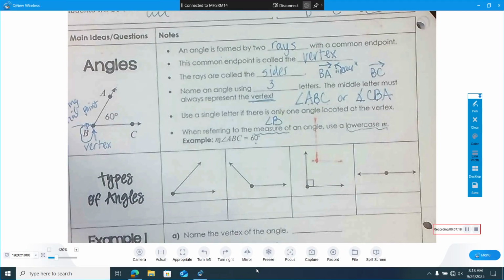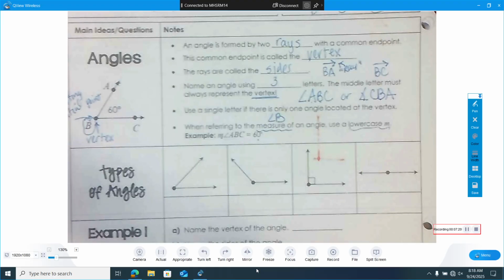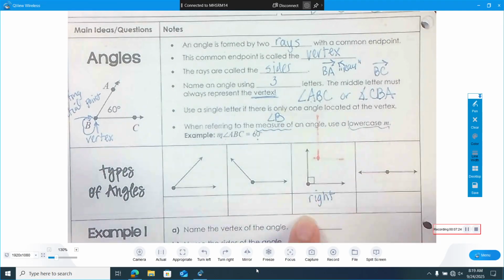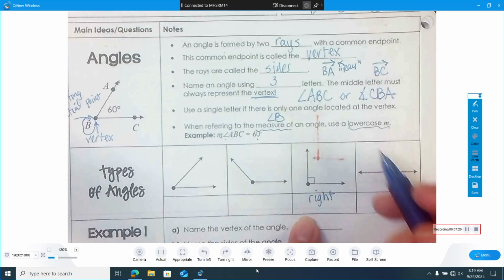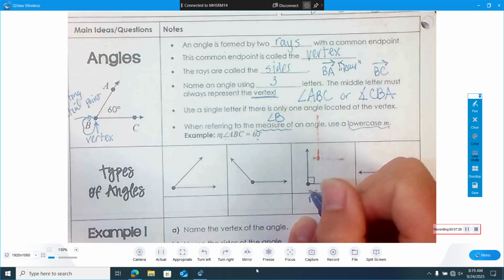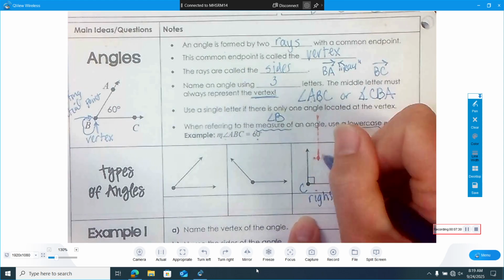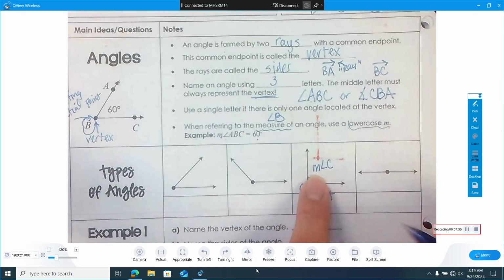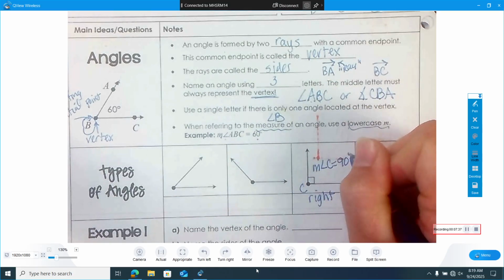All right, we have some types of angles you already know. What is this angle called? A right angle. What is the measure of this angle C? I'm going to put a C on here. 90 degrees. I'm going to write the measure of angle C. The measure of angle C equals 90 degrees.